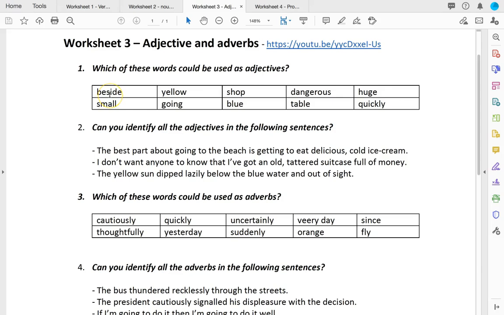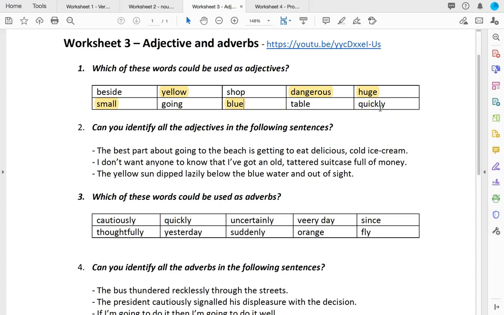Beside is not. We're going to see what that is in the next worksheet. Yellow is an adjective. Shop is a noun itself. Dangerous is an adjective. It describes something. Huge, similarly, and small. Going is a verb. Blue, like yellow, is an adjective. All colours are adjectives. Table is like shop. It's a noun, so it's not an adjective. And quickly, well, that's an adverb. We're going to see about those in a minute.